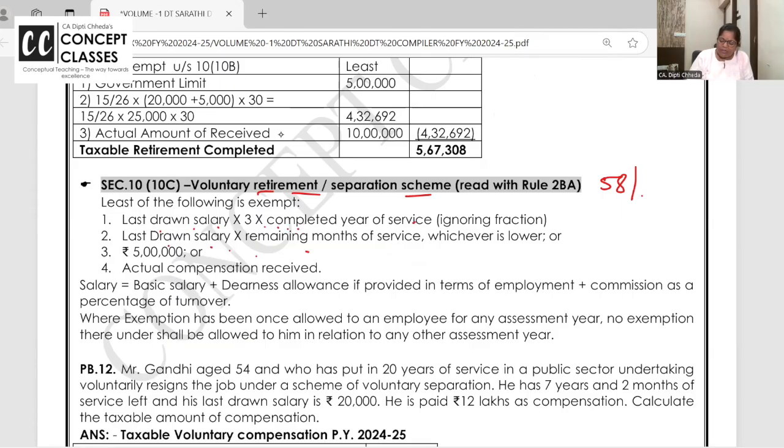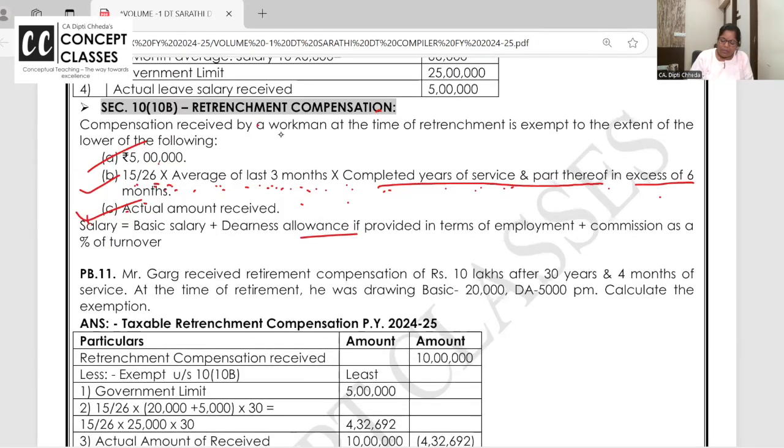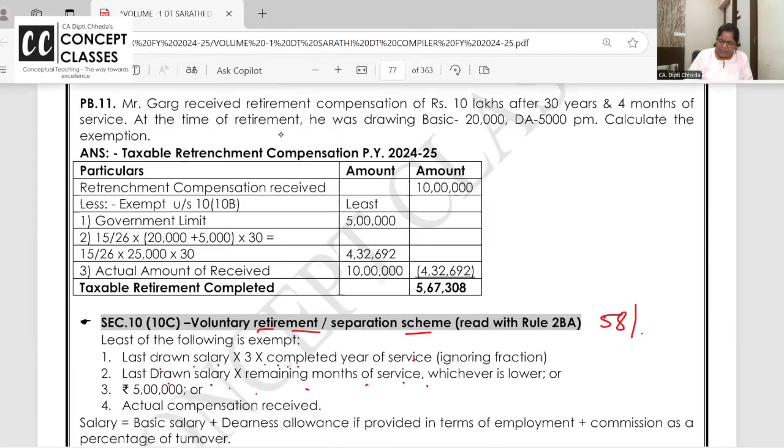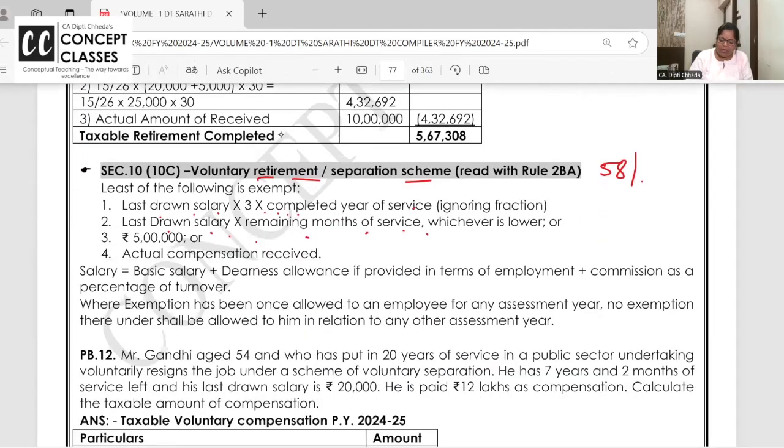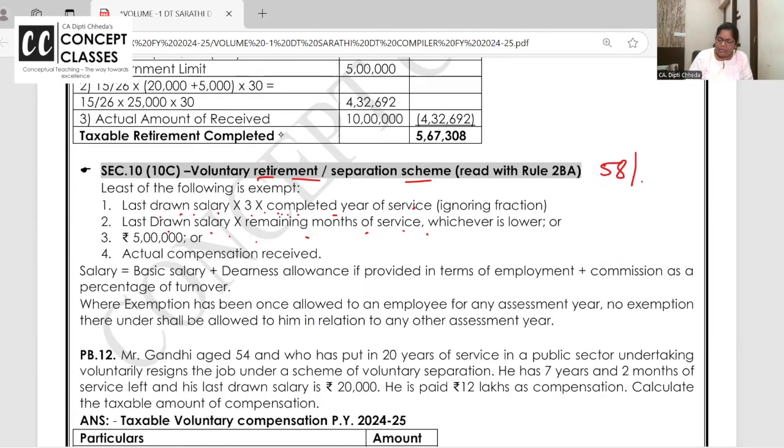Last salary drawn into remaining months. यहाँ पे average salary you have taken of 3 months. Fraction भी लिया है, यहाँ fraction is to be ignored. Last salary drawn into 3 into completed years. ये अब थोड़ा learning करना होगा.